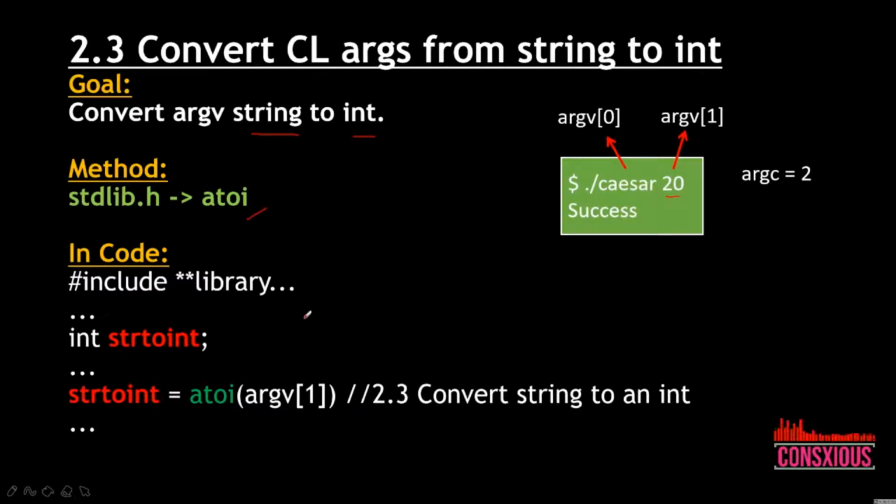So in the code, we have to include the library here, which is the standard library. So we have to declare an integer variable. We set this variable equal to atoi. And since we want to convert argument vectors 1 from string, that's why we put argument vectors 1. So this will help us to convert this 20 into an integer.